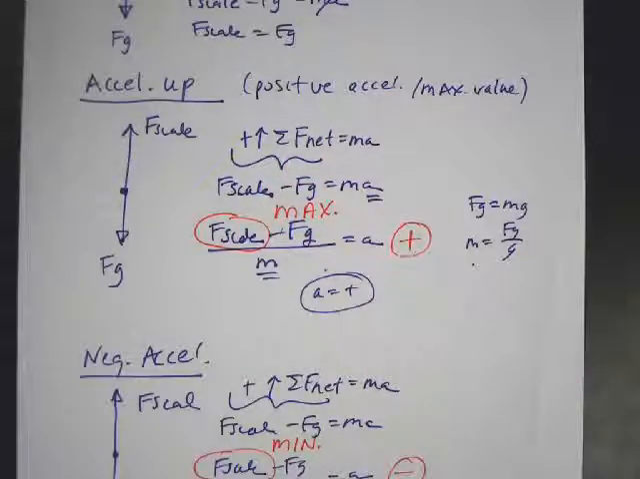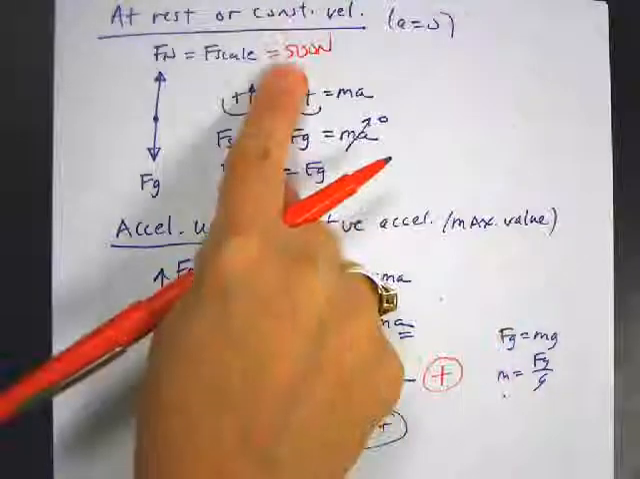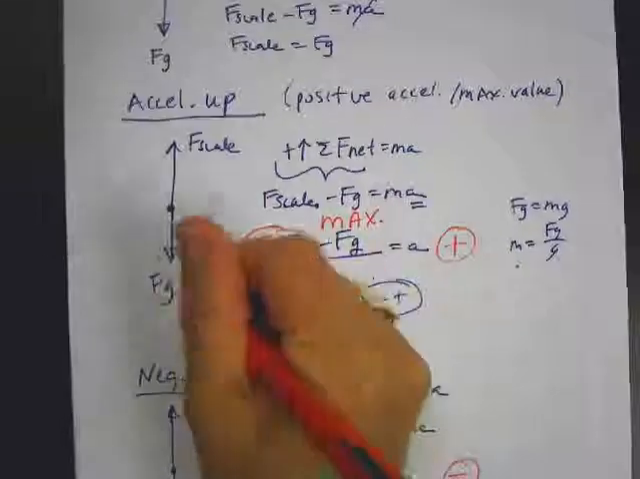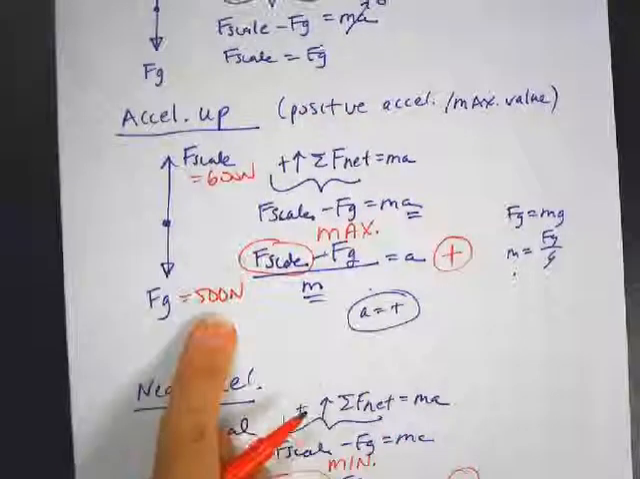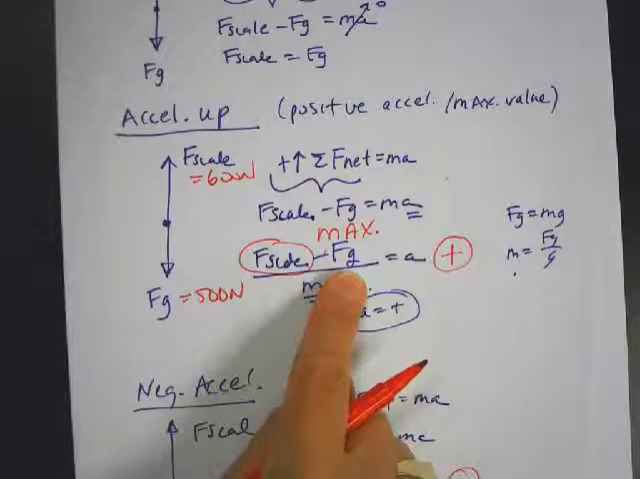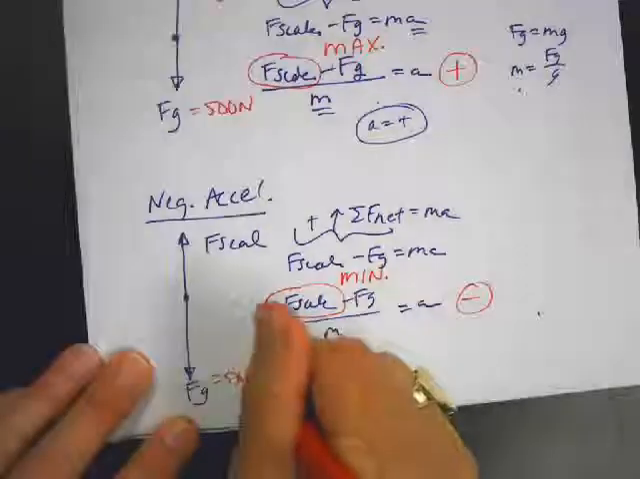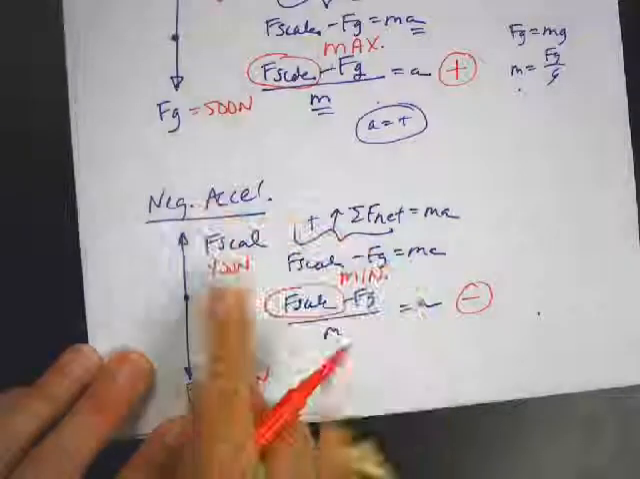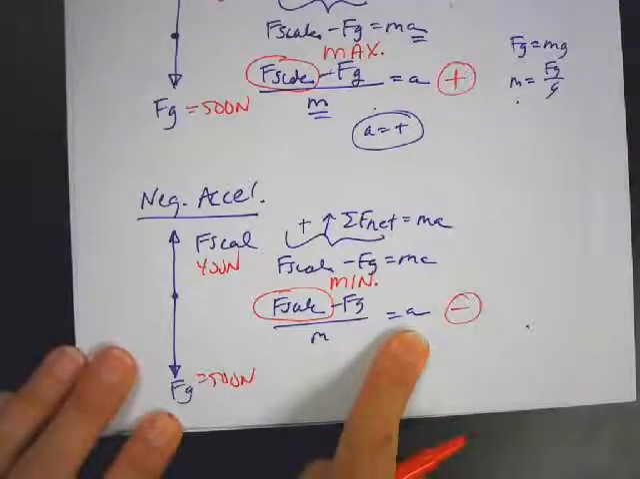Okay? So let's say I make up numbers and here, the reading on my scale is 500 newtons, so I weigh 500 newtons. Here, if I weigh 500 newtons, the reading on the scale might be 600 newtons, okay? So if I have 600 minus 500, which would be 100 divided by my mass, the acceleration is going to be positive. Here, if this was 500 newtons and the reading on the scale was 400 newtons, then my acceleration is going to be negative, okay? And that's it.